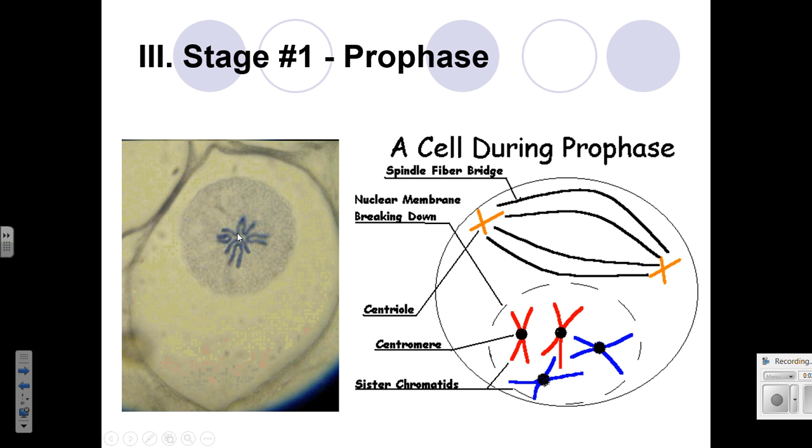Okay, so here you can see an actual cell during prophase. This is going to be an animal cell, circular. You can see that the chromosomes are kind of visible. If you were to look at a cell in interphase, this would all be a jumbled mess. But now you can actually see individual chromosomes, but they're still not organized. So that's prophase.